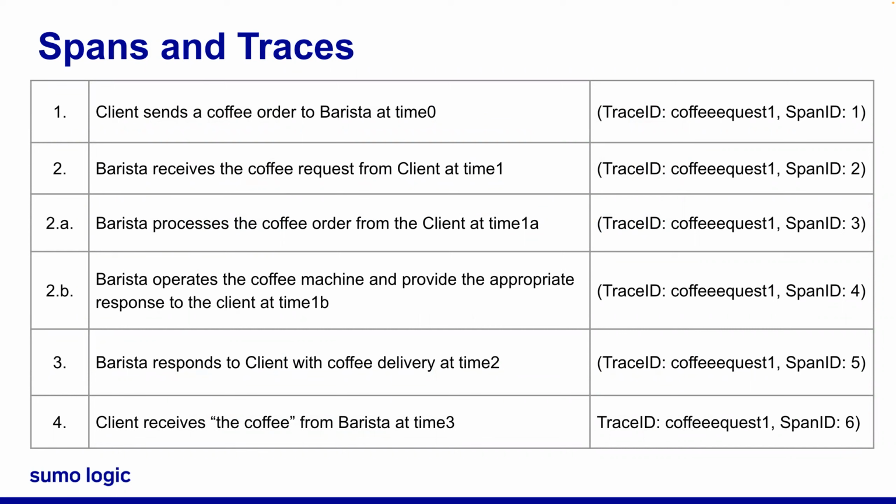But we have multiple spans. So we can go ahead and look at the first span, which is going to show us the client sending a coffee order to the barista. Did something go wrong there? Okay, that was timely. Let's look at the second span, and we're going to start to do that shortly. And so this is just providing that visual of what we're going to see in a few moments.